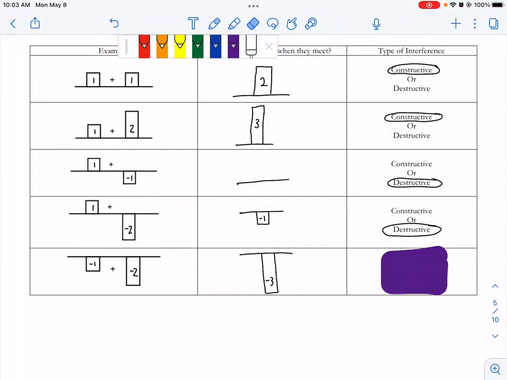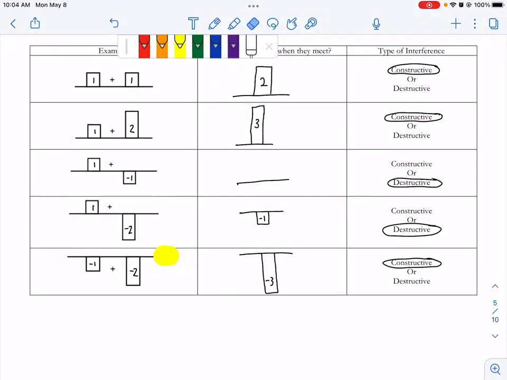But is this one constructive or destructive? Is it getting bigger or is it getting smaller? And how do you know? So we have to think about this one in terms of amplitude. Amplitude, remember, is how big it is or how far the maximum displacement it gets from that equilibrium position, that middle line. So we've got the line here. This line right here is the middle line. So it's getting farther from that line. This wave is actually getting bigger. So this is definitely constructive interference.